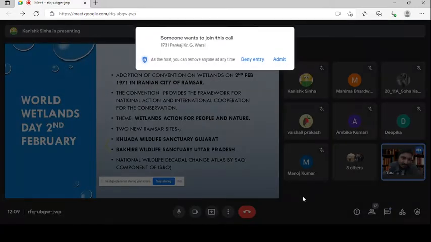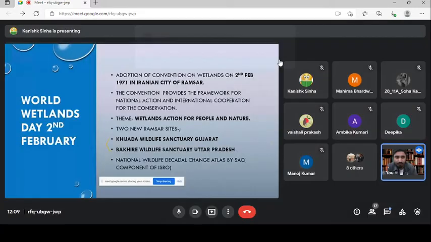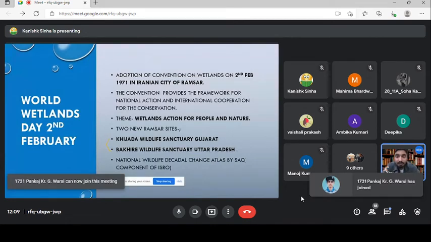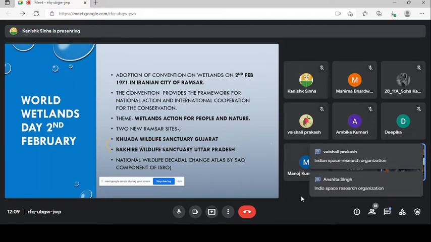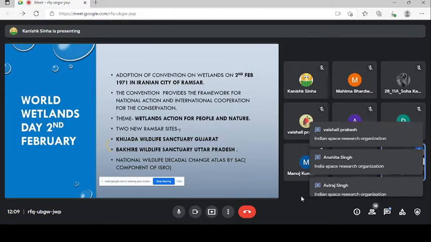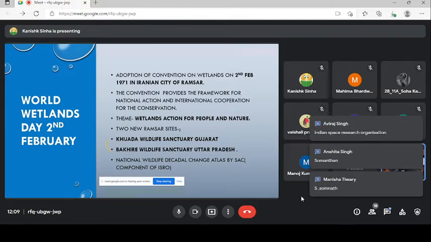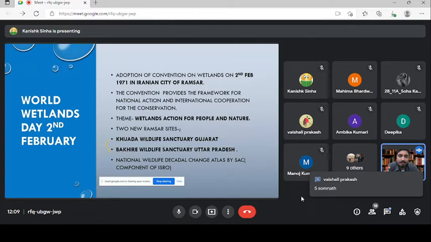Can anybody tell me in the chat box what is the full form of ISRO and who is the current chairman of ISRO? So this is the SAC, the Space Applications Centre, which has developed the National Wetland Decadal Change Atlas, having a list of all the Ramsar sites of India, taking into consideration the wetlands. Yes, that is the Indian Space Research Organisation, and who is the current chairman of ISRO? You have to tell me that also. So yes, very good. The SAC, a component of ISRO, has developed the National Wetland Decadal Change Atlas in this year, 2022.